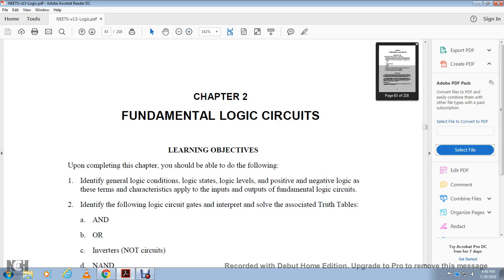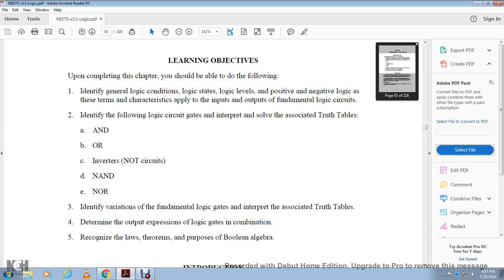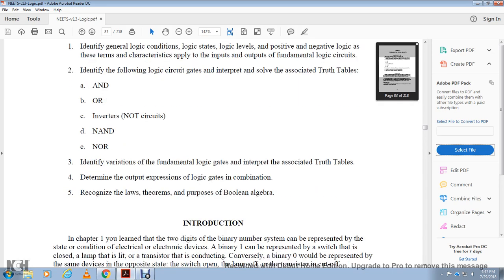Learning objectives. Upon completion of this chapter, you should be able to do the following. Identify the general logic condition, logic state, logic level, and positive and negative logic, and apply the input-output characteristics of fundamental logic circuits. Identify the following logic gates and interpret the associated truth tables: AND, OR, inverter, NAND, NOR, negative AND, and negative OR. Identify various operations for the fundamental logic gates, interpret the associated truth table to determine the output expression for logic gates in combination, and recognize the laws, theorems, and purposes of Boolean algebra.